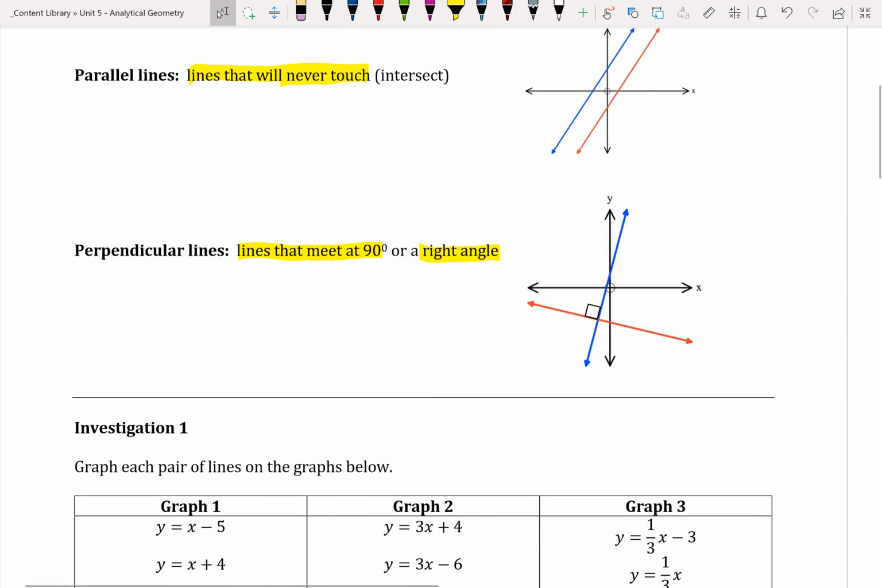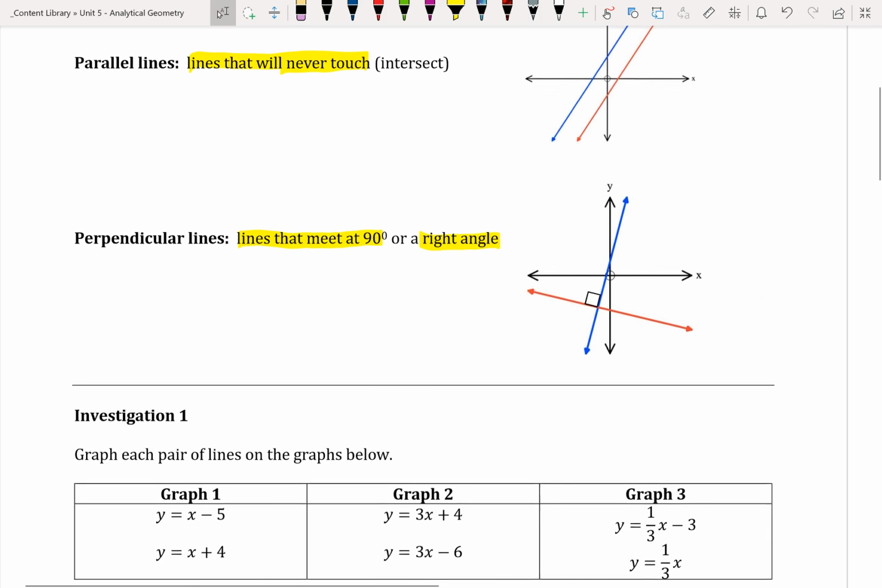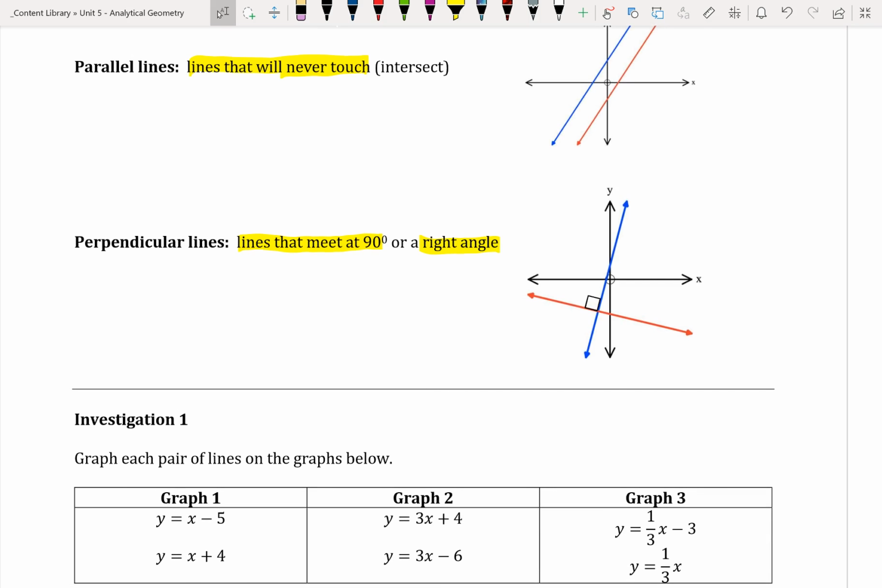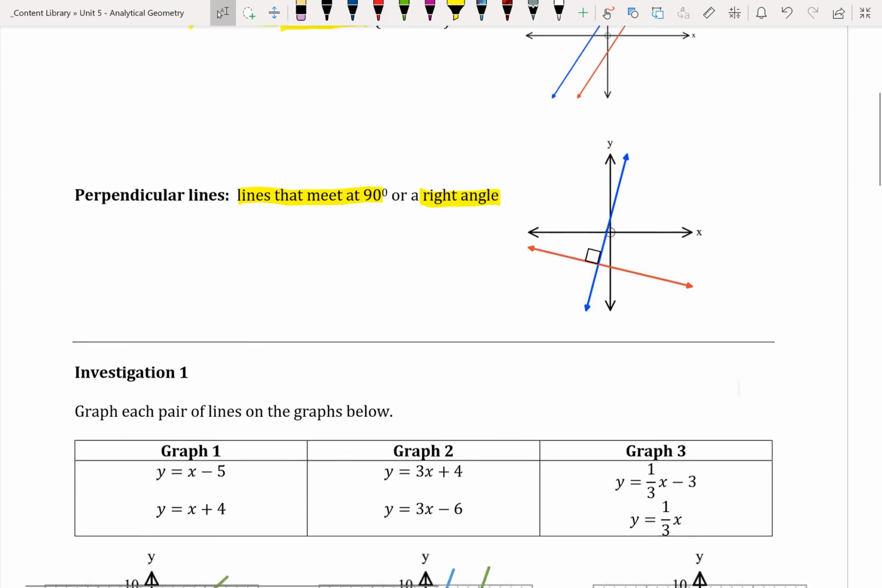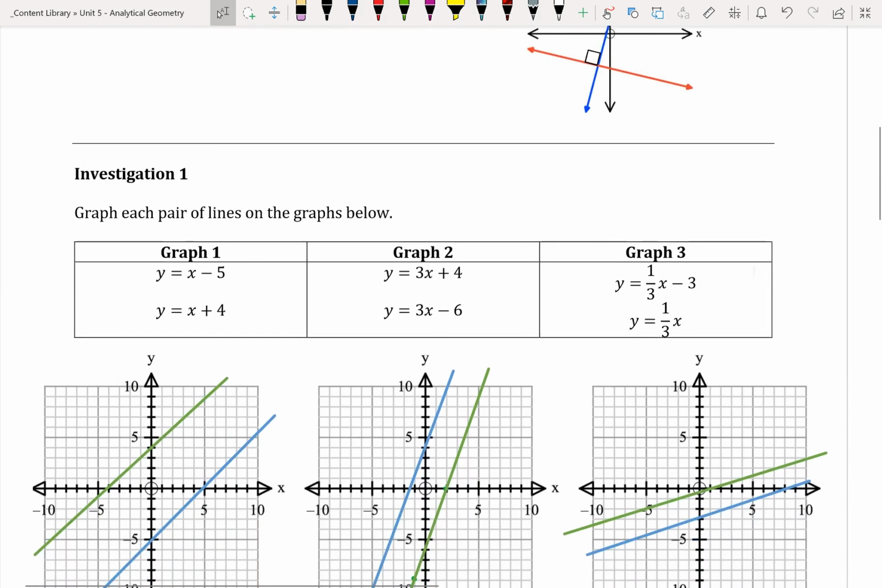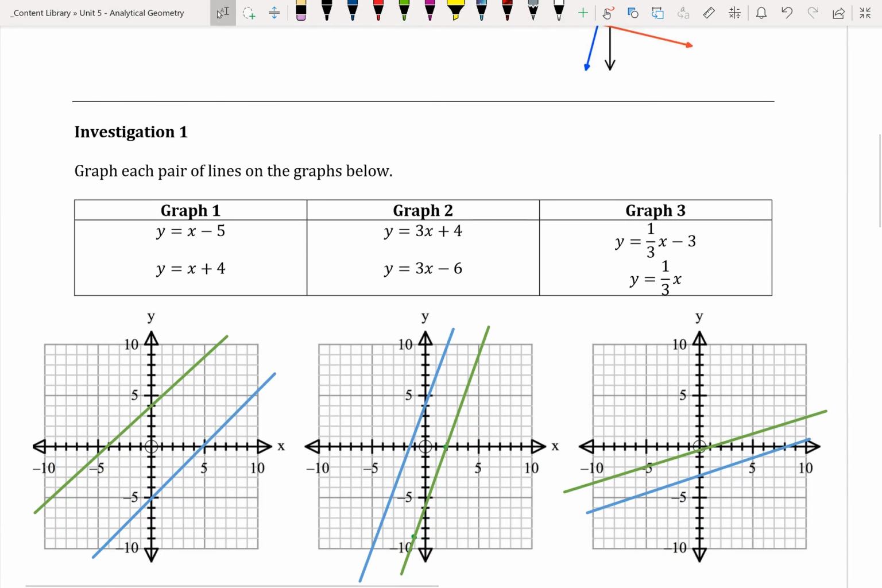So in investigation 1, we want to graph each pair of the lines below. And what we're going to do is look at these lines and see what we notice about them. How do they relate to each other? And when we do that, we should get something like this. Now, we should be able to graph based on an equation by finding the slope and the y-intercept.